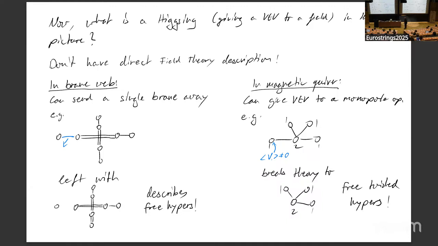Now, on the magnetic quiver side, we can give a VEV to a monopole operator. That would be now moving along the Coulomb branch of this magnetic quiver, which is the same as the Higgs branch of our 5D theory. So here I could take, for example, this node over here, and I just give a non-trivial VEV to the basic monopole operator associated to that U(1). And if I do that, then what remains is this theory down here. And this is a theory of free twisted hypers, so abelian vector multiplets in 3D. And so this perfectly fits. So brane web, magnetic quiver, they're kind of the same thing. They see the same stuff.